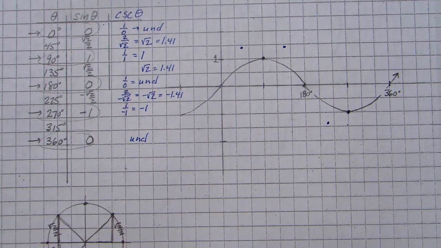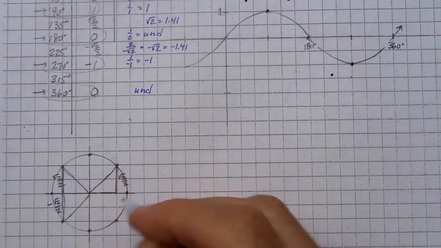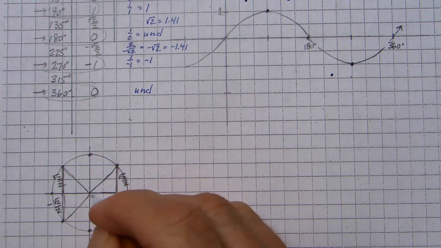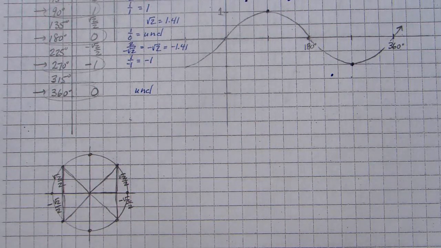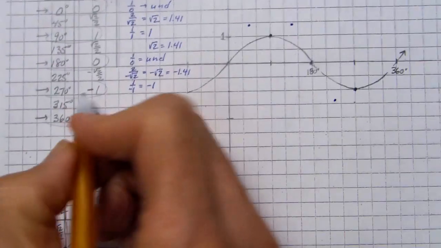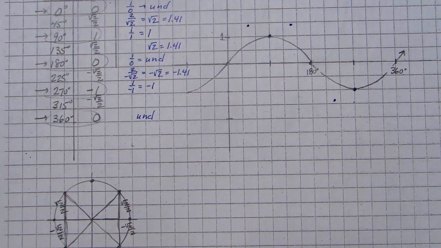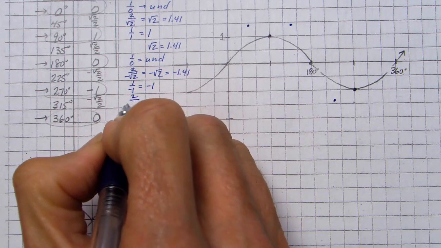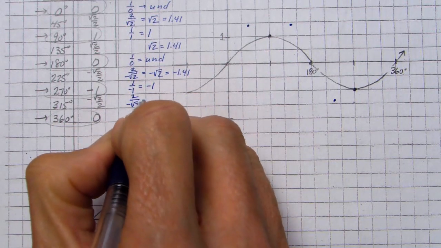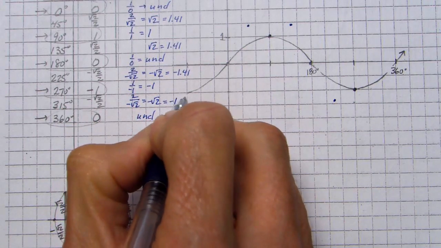Let's try 315. Think about where 315 degrees is. So this is also going to be negative root 2 over 2 for the sine ratio. And then take the reciprocal of that, or flip it over. 2 over negative root 2 is going to be negative root 2, which is negative 1.41.